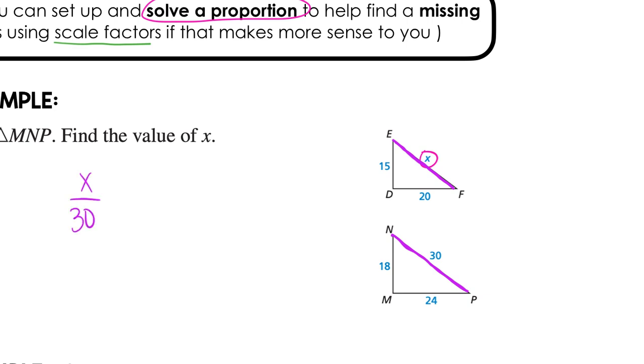Now the order doesn't really matter. You could also say 30 over X. Doesn't matter. What matters is that you set the second one up the same way that you set the first one up. So for my second ratio, I'm just going to pick another set of sides that correspond. So maybe the 15 and the 18 here, okay? So X over 30, that's a ratio, that's going to equal 15 over 18. Those ratios are supposed to be equal to each other, right? Because that's how scale factors work. This divided by this should be the same thing as this divided by this.